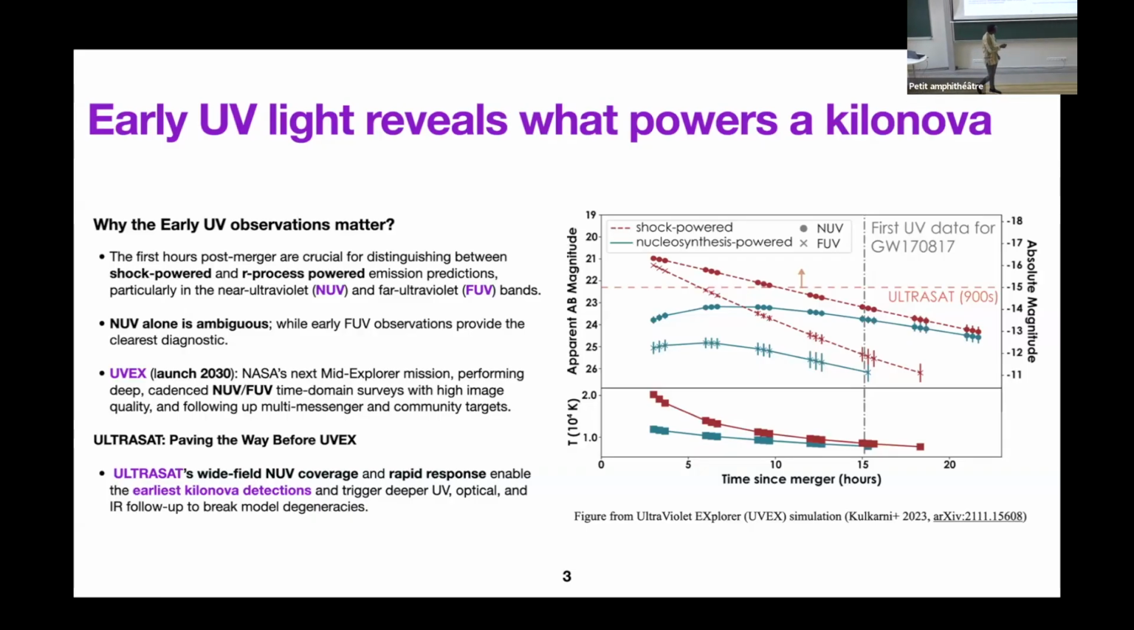But after 12 hours, we see that it's difficult to tell. Remember that the available data is only after 15 hours. So until now, we don't know the real source of the blue light that we detected from GW170817. To determine that, we need to catch the early UV light. That's why Ultrasat is important, because it has a wide field of view.